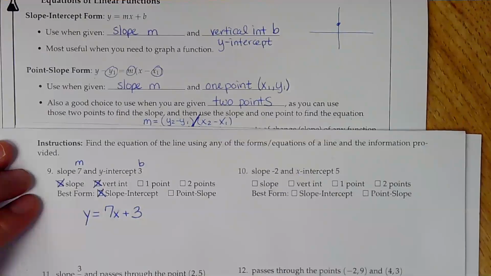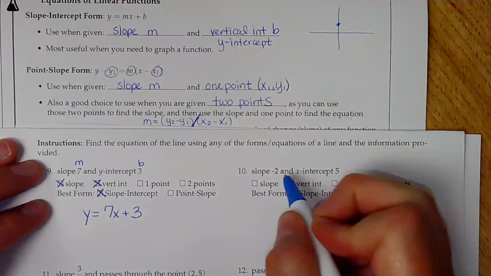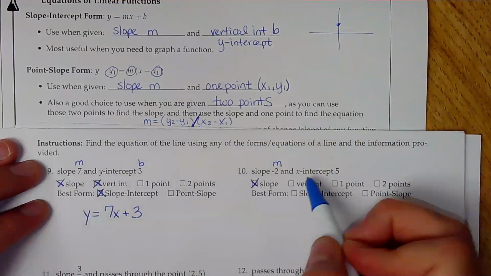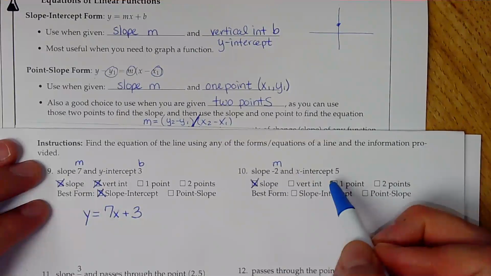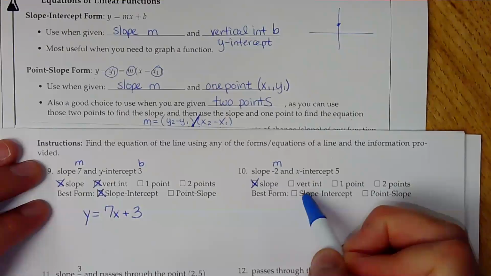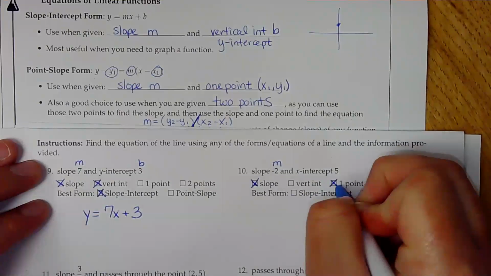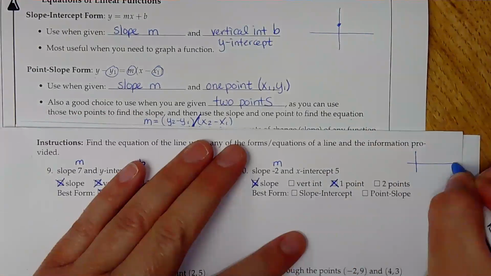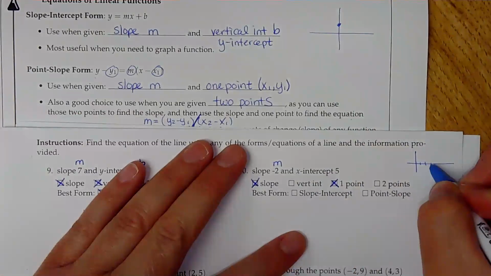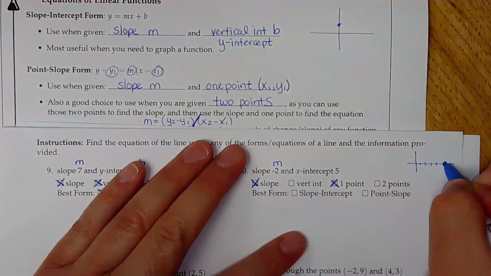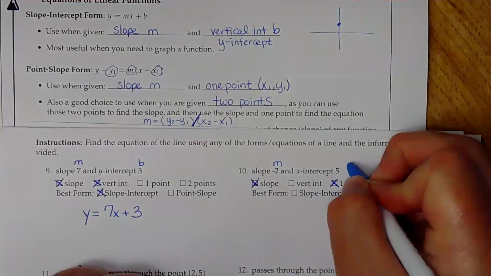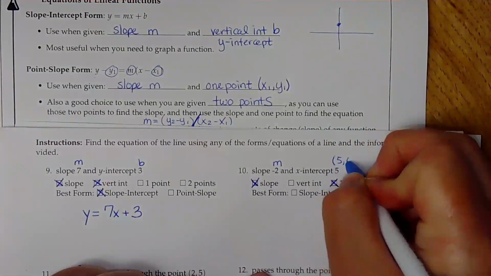All right, number 10. Here I have a slope of -2, so there's my m. And I have the x-intercept. The x-intercept is not the vertical intercept. And so instead of marking this box for the vertical intercept, I'm going to mark this one for a point. So if I know that the x-intercept is 5, what that looks like on a graph is this point right here. Okay, and the coordinates for that point are going to be 5, 0.